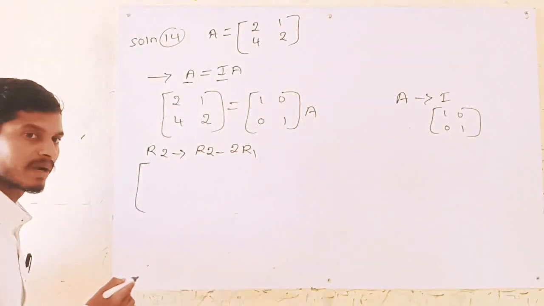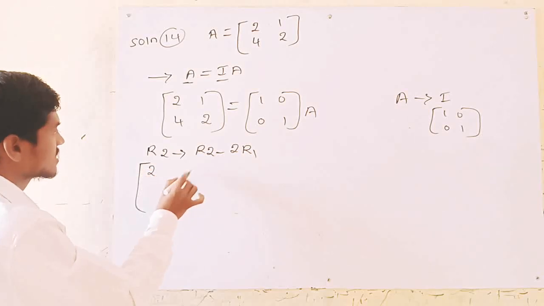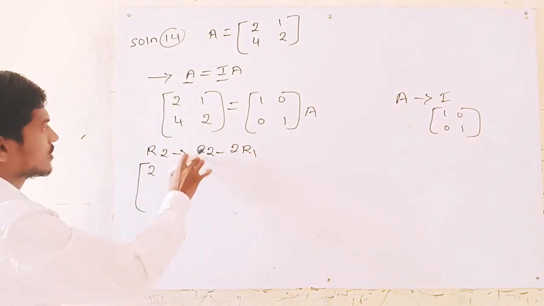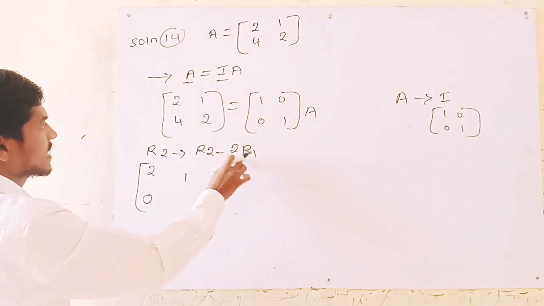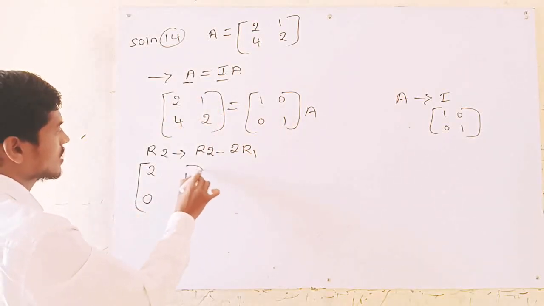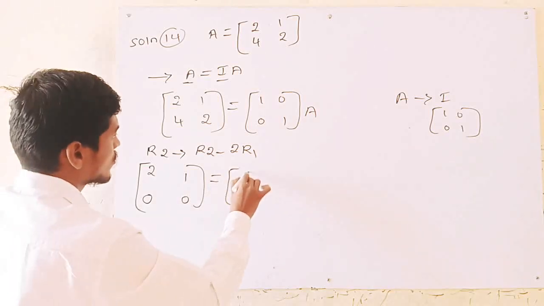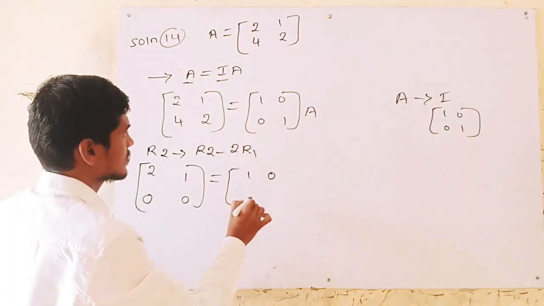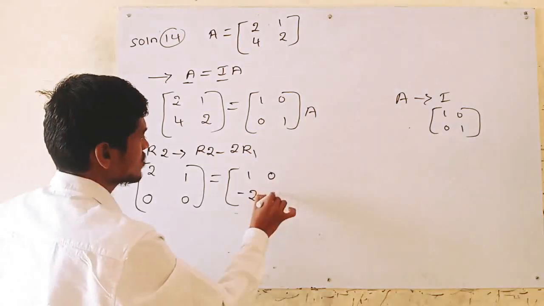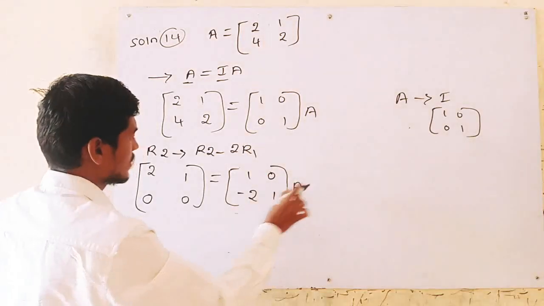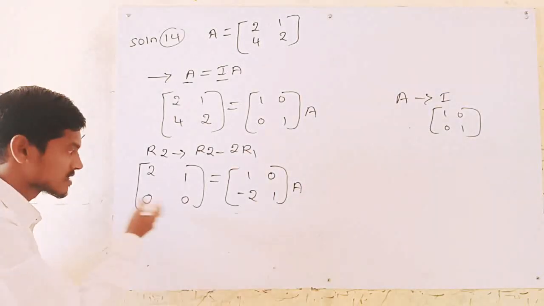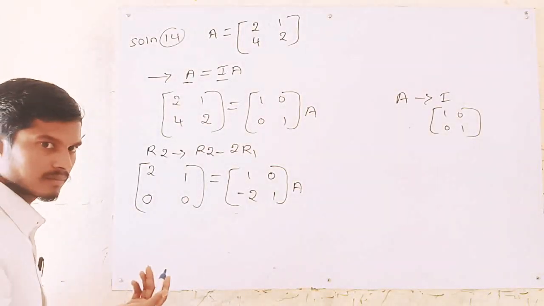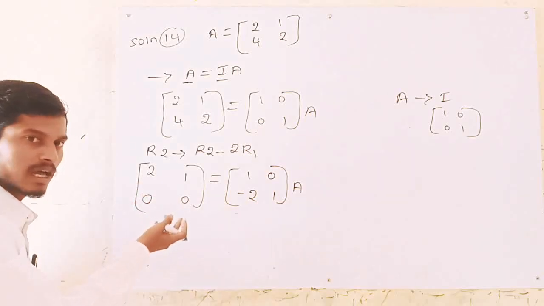Therefore, what is your new matrix now? 2 1 as it is. Corresponding elements: it becomes 0, and this one, 2 minus 2, is also 0. The right side is 1 0, this element is minus 2, and this one is 1. See here, you have all the elements zero in the second row.